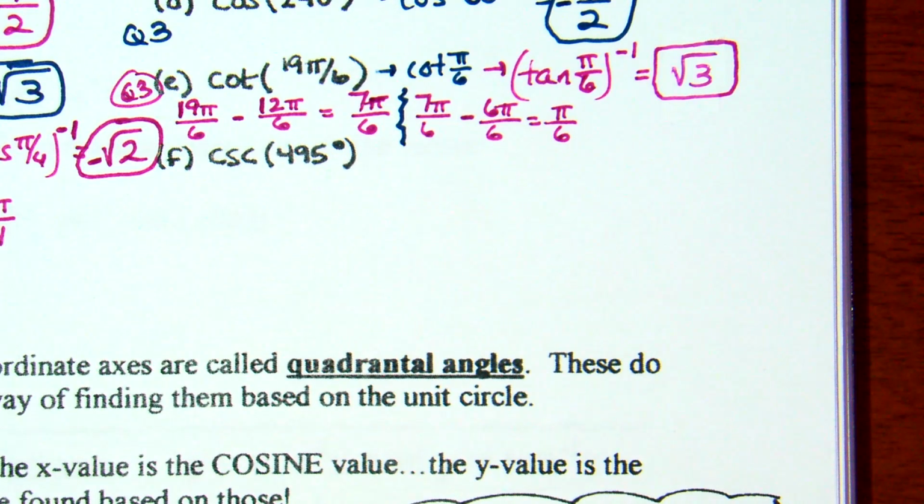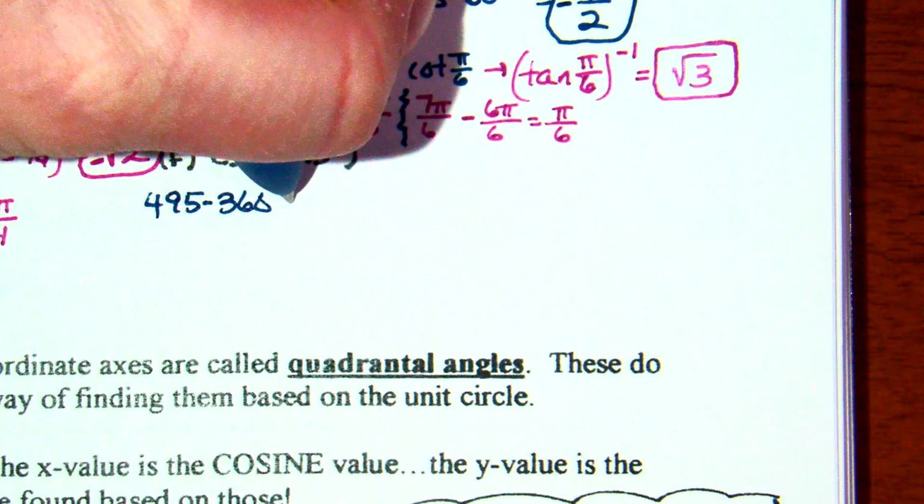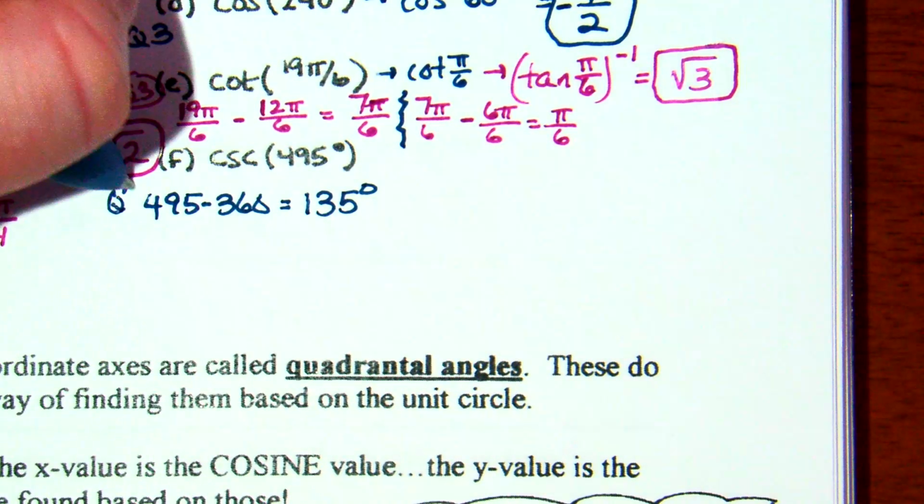So what is 495 minus 360? 135. I like 135. I can pick a quadrant out. Visualize with me. 135. It's past what? Before what? Past 90, before 180, which makes it in quadrant 2. Okay, 135 is in quadrant 2.